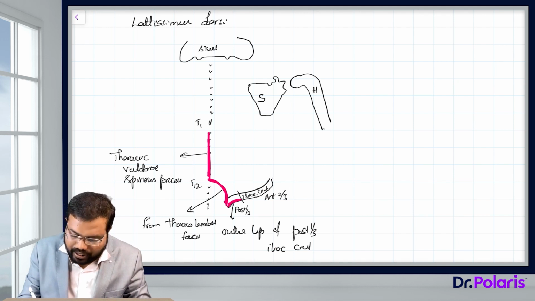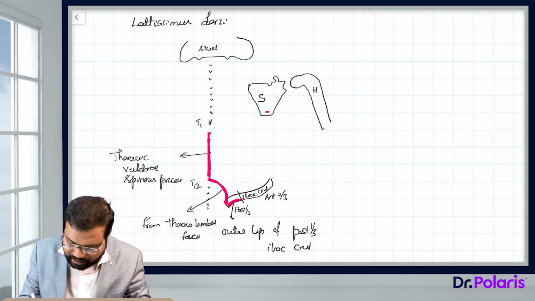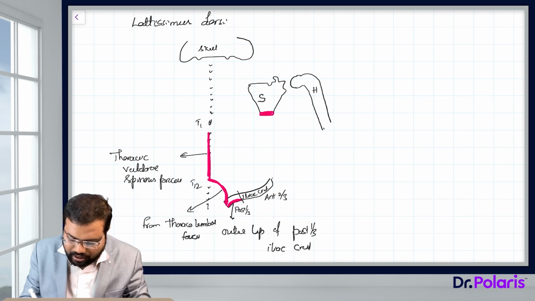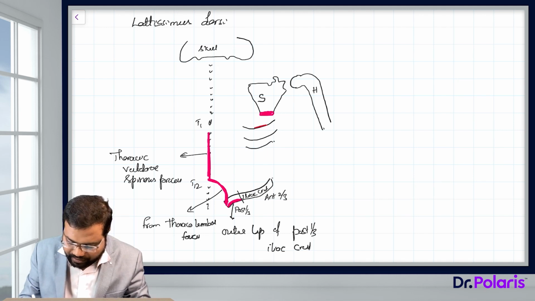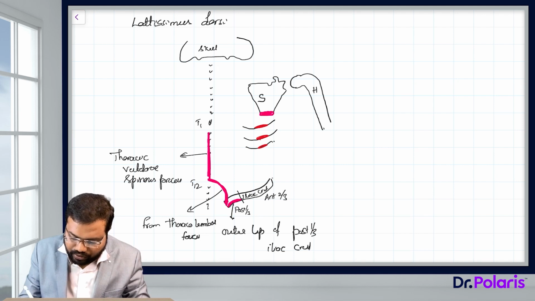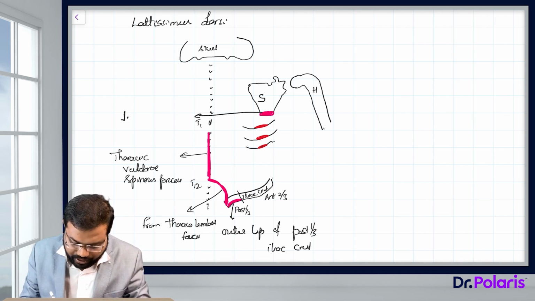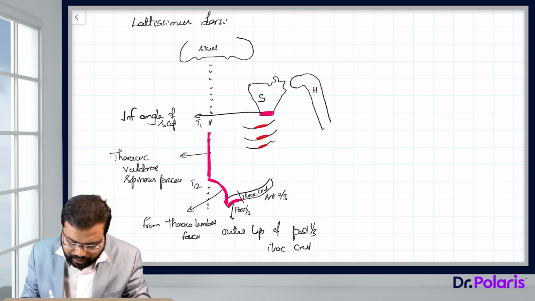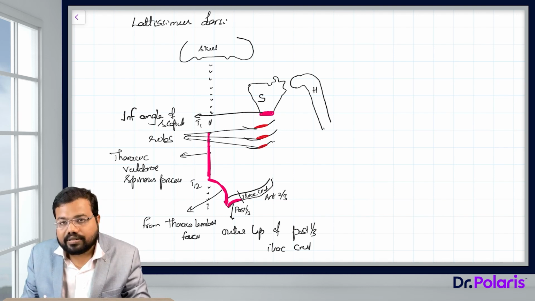From these, and some fibers will originate from the inferior angle of the scapula and partly from the lateral sides of some ribs. From all these, there are a total of 5 origins. This is the inferior angle of the scapula and these are from the ribs. So this is the origin of the latissimus dorsi.